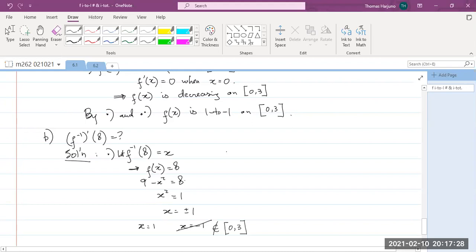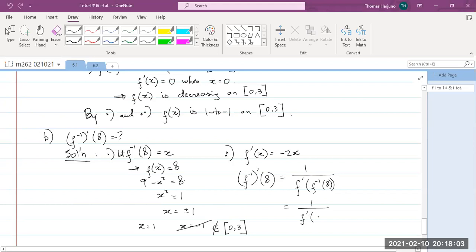Okay, then second, what's the derivative? We did that earlier, that's negative 2x. So the derivative of the inverse function at 8 will be the reciprocal of the derivative of the function at the inverse function of 8. This is 1 over the first derivative of the function at positive 1. That is 1 over negative 2 times 1, that's negative 1/2.